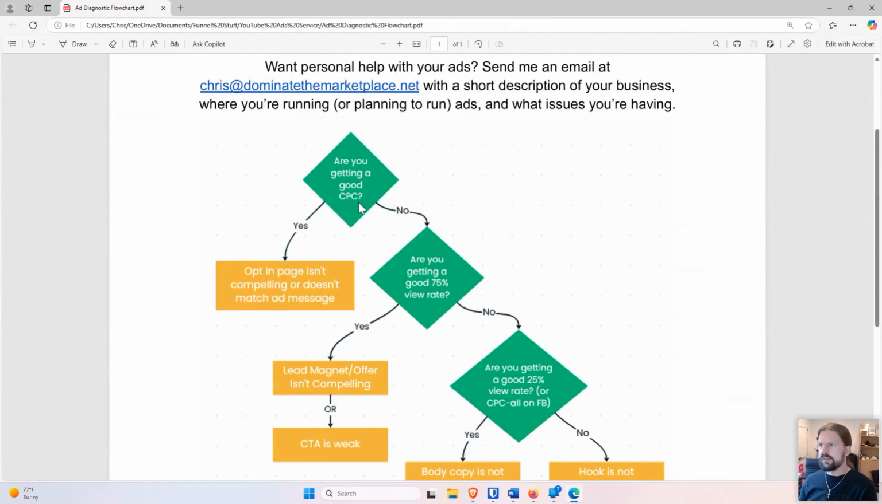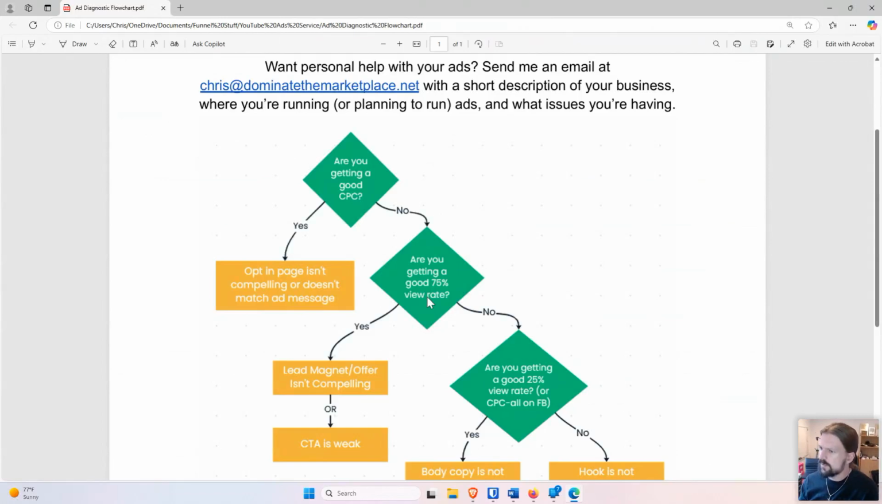Okay, but if you're not getting a good cost per click, so let's say I expect my cost per click to be $2, but instead it's $8. Well, then what am I going to do? Well, then I'm going to look deeper into the analytics here. Then I'm going to ask myself, am I getting a good 75% view rate?